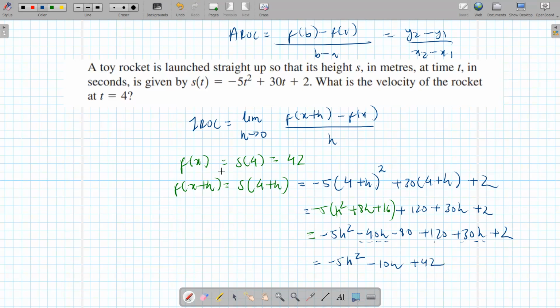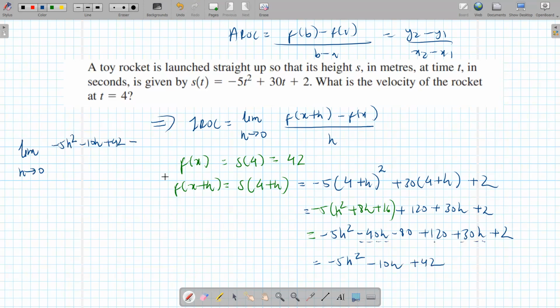Cool. Okay. Now we're going to plug everything in here, now that we have everything that we need. It is going to be the limit as h approaches 0, right? What is f of x plus h? We just found it. This is s of 4 plus h for us. It's going to be minus 5h squared minus 10h plus 42, okay?